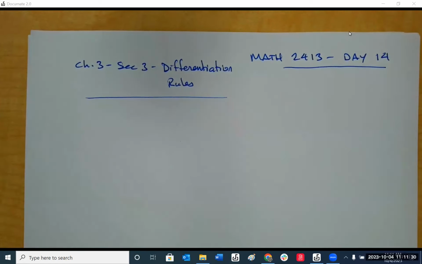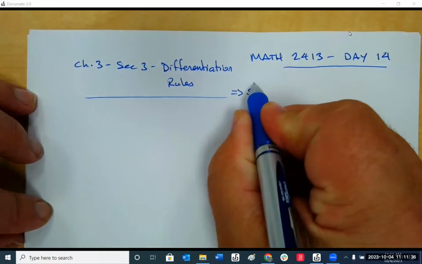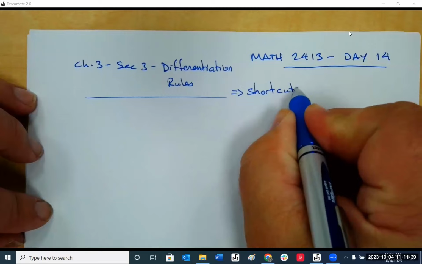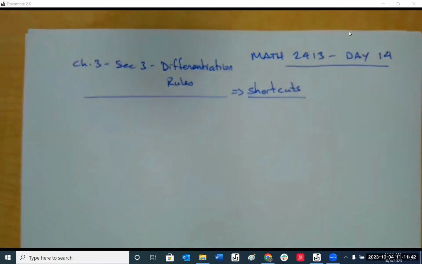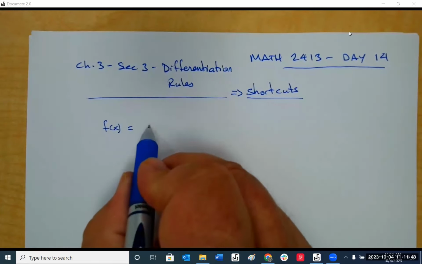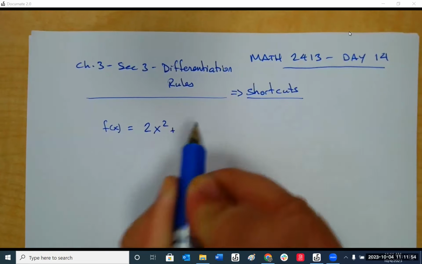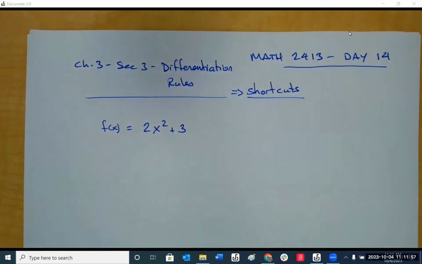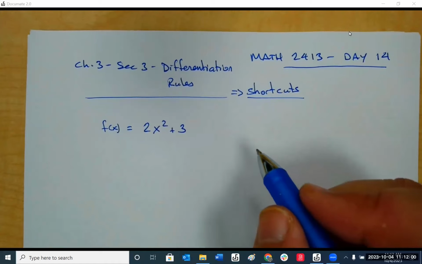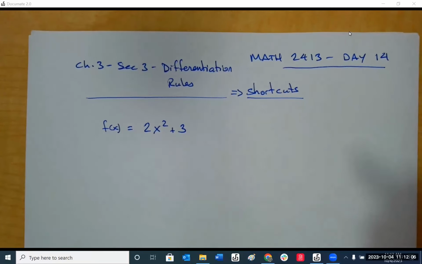All right. Now we're going to talk about the rules of differentiation, which is actually the shortcuts. Because originally, let's look at something: 2x squared plus 3. In chapter 2, we learned how to find the derivative of that. How did we learn how to do it? In chapter 2, unfortunately, it was the epsilon delta.